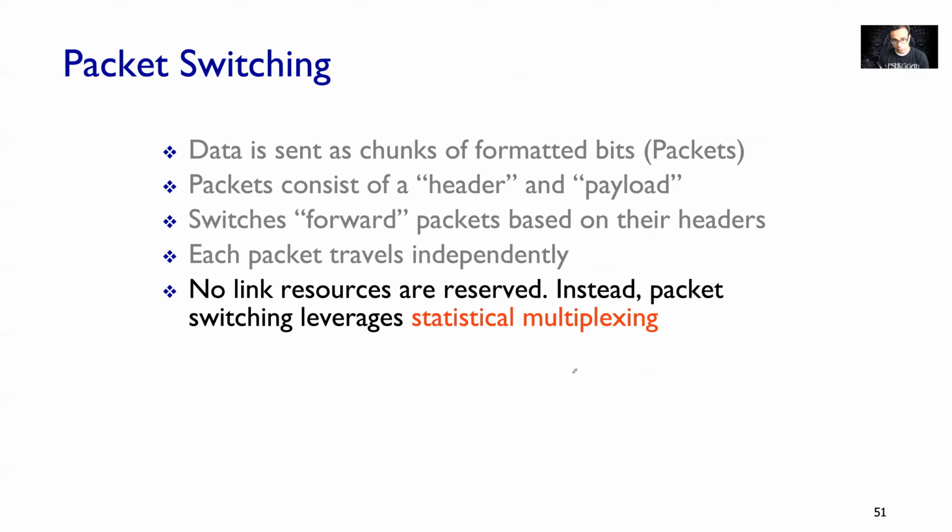The other point to note is no resources are being reserved. So when a switch forwards a packet, it simply makes use of the entire bandwidth of the outgoing link and sends the packet, right? It's not really reserving anything. Now you might wonder, if that's the case, couldn't there be problems? And certainly there can be problems of overloading in the network.